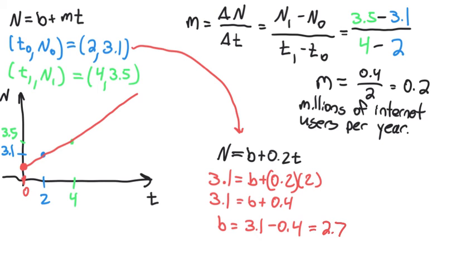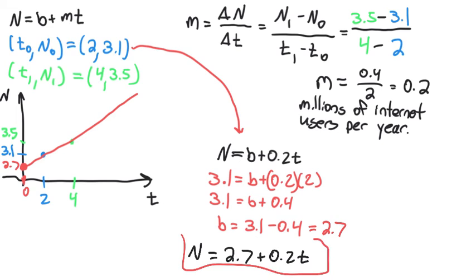So now I've got my formula. n is equal to 2.7 plus 0.2 times t. So that tells me in particular that this value over here, where the graph crosses the axis, is at 2.7. So here we've got our formula for this model, okay? And again, here we're modeling the number of internet users in South Africa in millions as a function of t years since the year 2000.